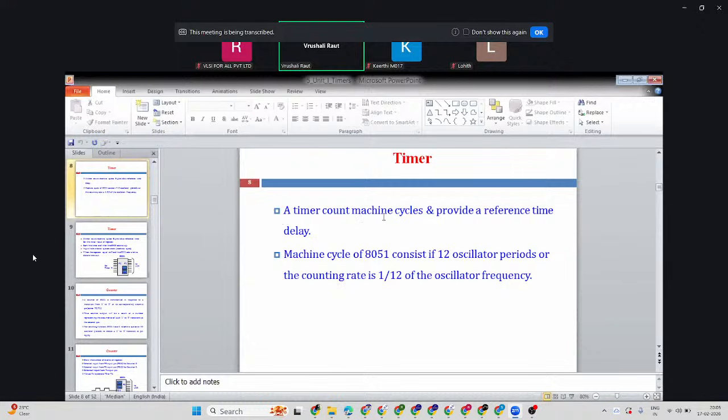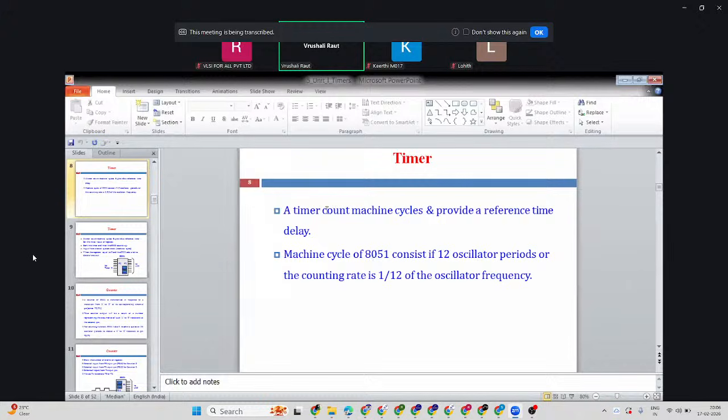A timer counts machine cycles and provides a reference time delay. One more important thing: the timer counts machine cycles. And what is a machine cycle? The machine cycle of the 8051 consists of 12 oscillator periods. The oscillator frequency is coming from the crystal oscillator. It is getting divided by 12, and that equals the machine cycle. With respect to that machine cycle, your timer is working.